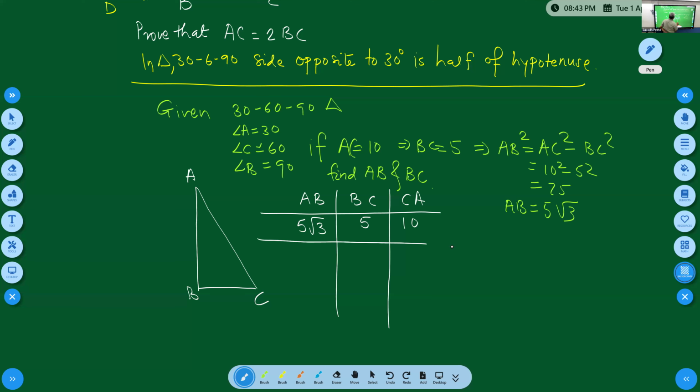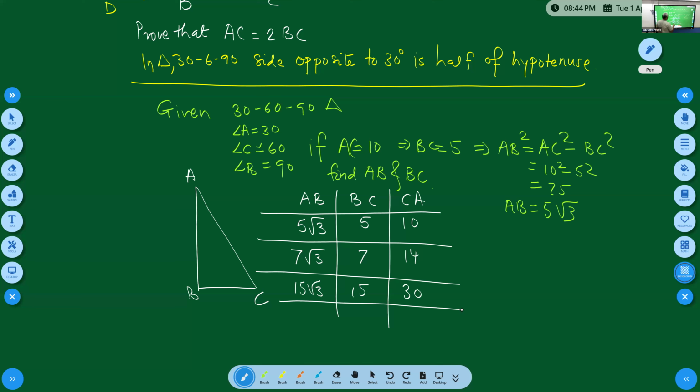Okay. So suppose now BC is given 7 and how much CA 14. How much AB 7 root 3. Okay. Suppose AB is given 15 root 3 and how much is BC 15. How much is CA 30.